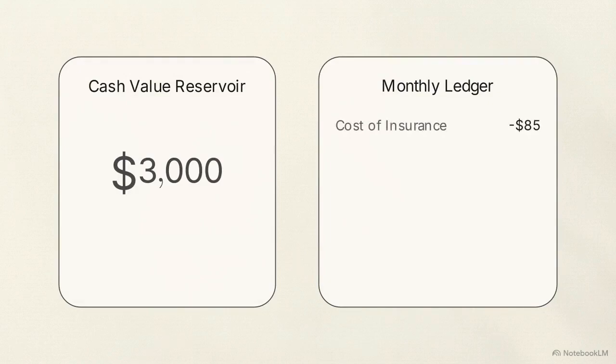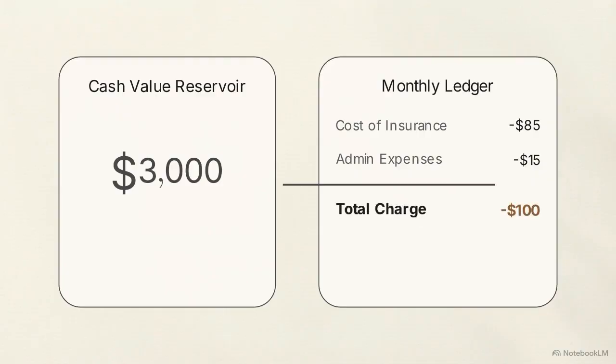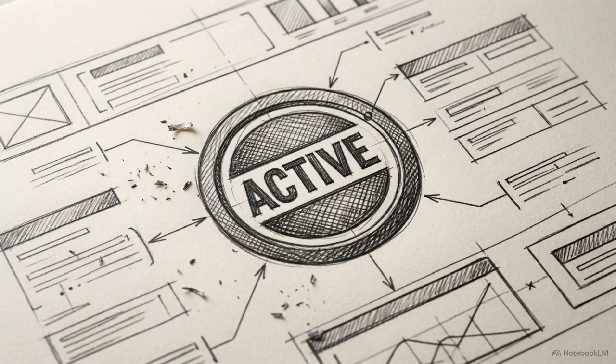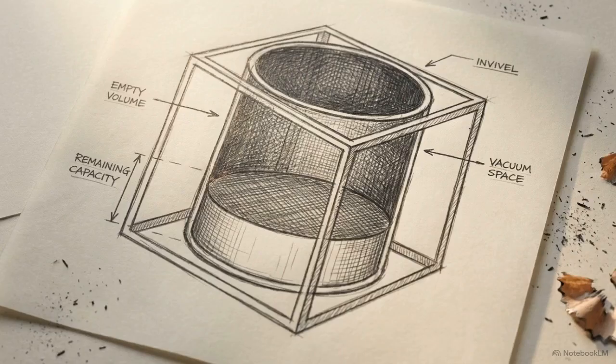Take a look at this digital ledger. Right now, there is exactly $3,000 sitting in the cash value reservoir. This policy has monthly deductions of an $85 charge for the cost of insurance and a $15 fee for administrative expenses. That brings the total monthly charge required to keep this policy active to exactly $100. If the owner skips a month and pays zero out of pocket, the insurer siphons that $100 directly out of the $3,000 cash value. The policy legally remains in force for that month, strictly because the cash value was sufficient to cover the internal cost.